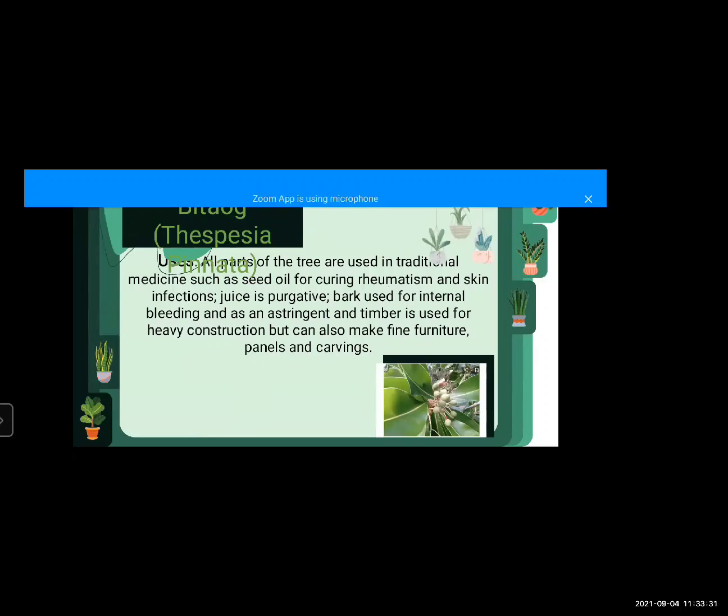All parts of the tree are used in traditional medicine such as seed oil for curing rheumatism and skin infection. Juice is a purgative, bark is used for internal bleeding and as an astringent, and timber is used for heavy construction that can also make fine furniture, panels, and clothing. Next, please.